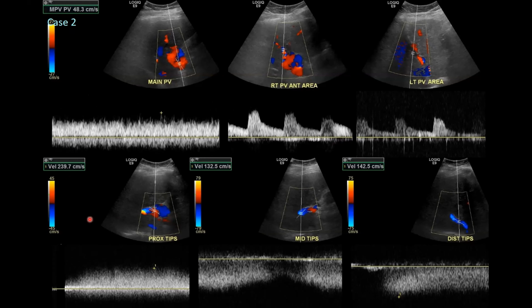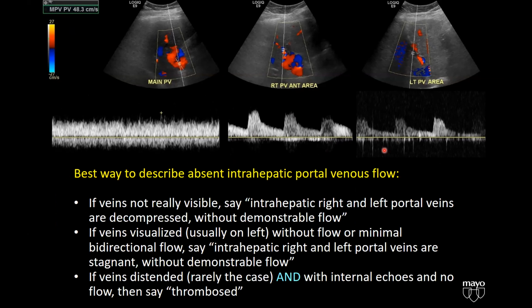But the bottom line here is that you might be concerned about the fact that you're not seeing flow in the portal veins. But it turns out that that's okay. The best way to describe this absent intrahepatic portal venous flow is to say that if you don't see the veins as distended structures, if you're not really seeing the veins at all, then what I recommend is you say the intrahepatic right and left portal veins are decompressed without demonstrable flow. If you see the veins, this is usually true on the left, and you're not seeing flow, but it doesn't have echoes within it, then say intrahepatic right and left portal veins are stagnant without demonstrable flow.